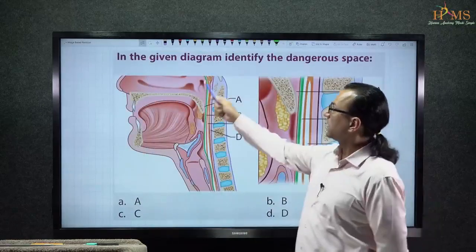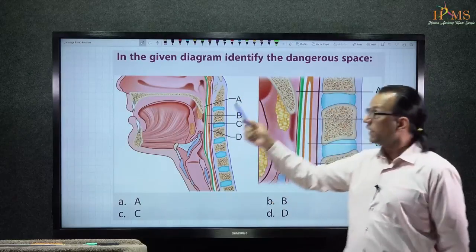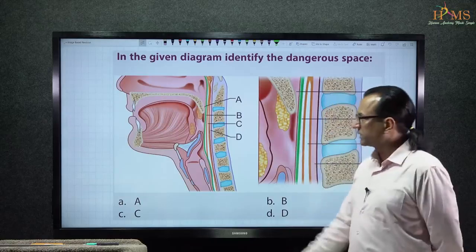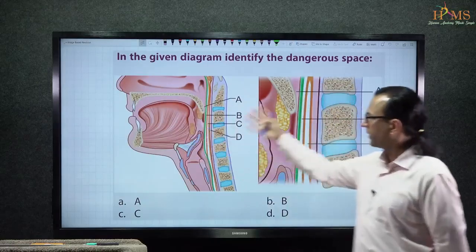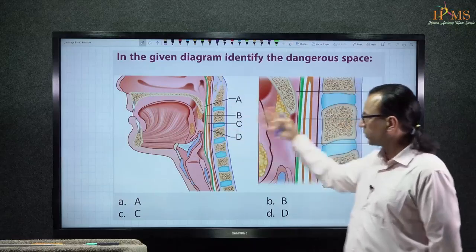The present question is asking us about the danger space, and the danger space is a potential space lying between the two layers of prevertebral fascia. You will see this is the diagram which has been magnified here, and it is showing us the same details as such. So let us focus here.